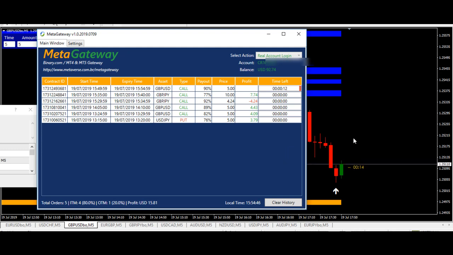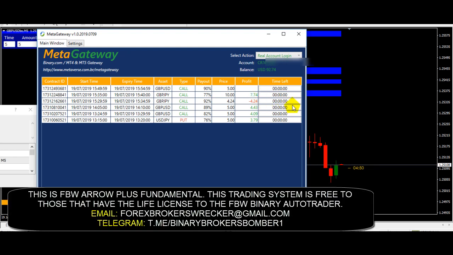Combining this indicator together with technical analysis has been producing also. So this system is going to be free to those who have actually gotten the lifetime license of the FBW binary auto trader. If you are one of those who actually paid $200 for the lifetime of the auto trader, be expecting this for free. Just follow the procedure and the rule.